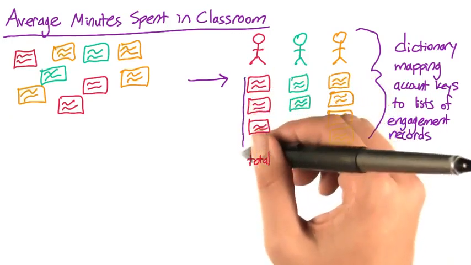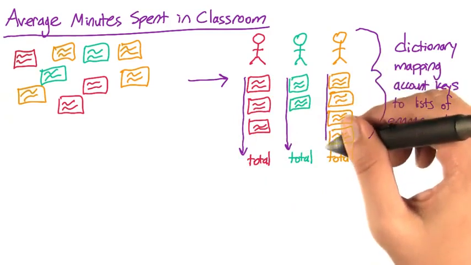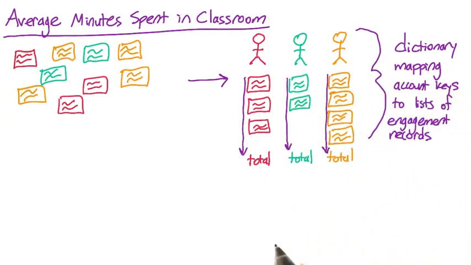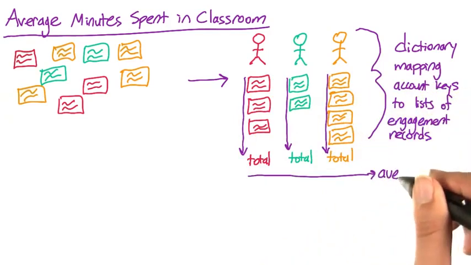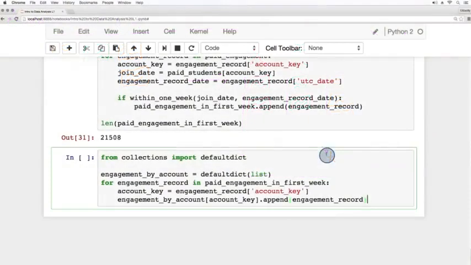Next, I'll compute the total number of minutes spent in the classroom by each student by summing up the number of minutes in each engagement record for that student. Finally, I'll compute the average of the totals to get the answer I'm looking for. Now I'll show you the code I used to solve this problem.